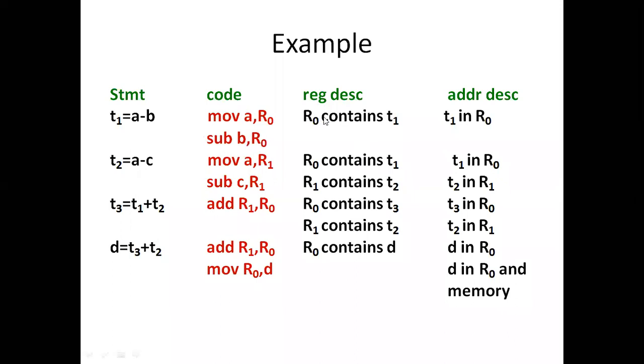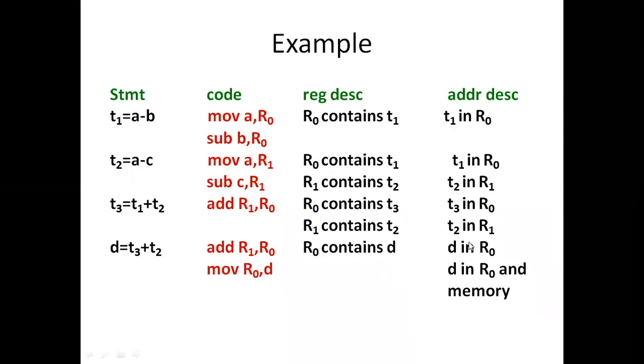Sir, initially R0 contains T1. Then in the second statement, R0 contains T1. In the third statement, R0 contains T3. Finally, coming to the last statement, R0 contains D. Is it clear now how to write the register descriptors?